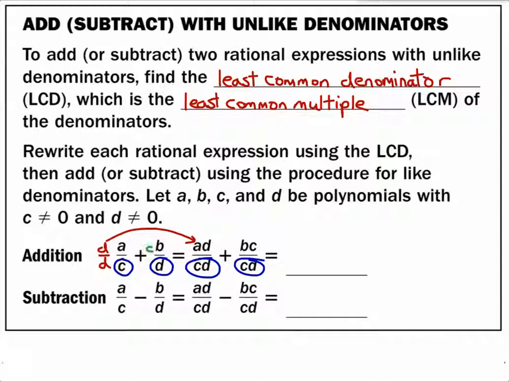And the second fraction you had to multiply by c over c, so bc over cd, and then once you're there, cd is your denominator, it was the common denominator, and then you have ad plus bc. Same thing's going on for subtraction, except there's a minus sign. So it's ad minus bc.